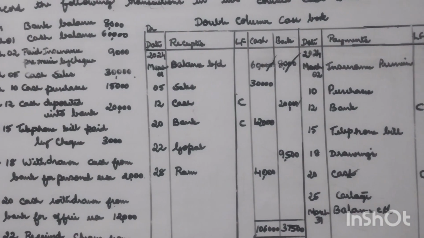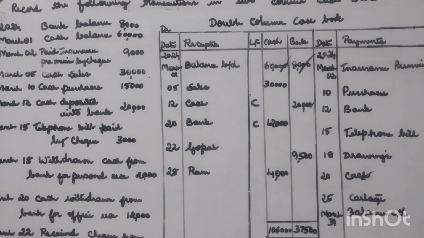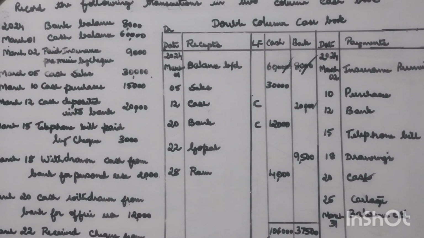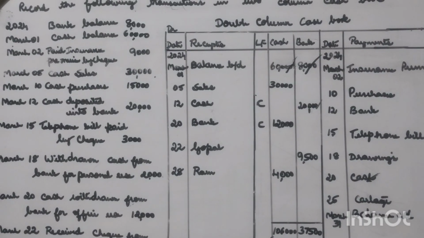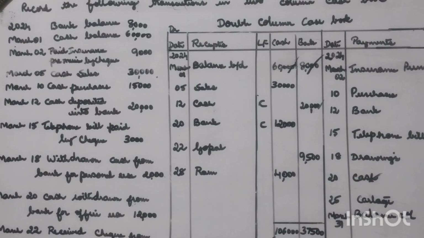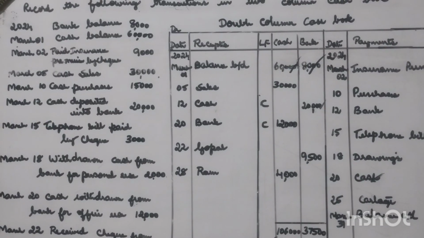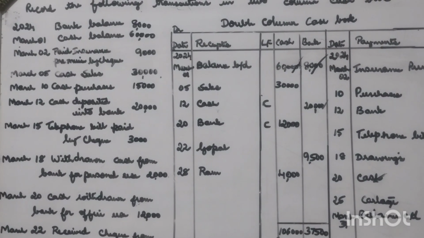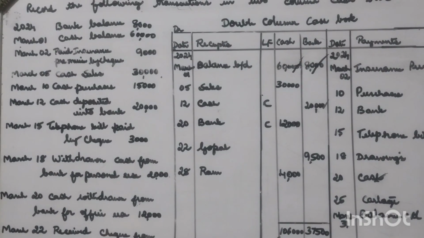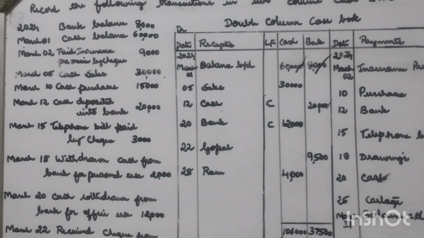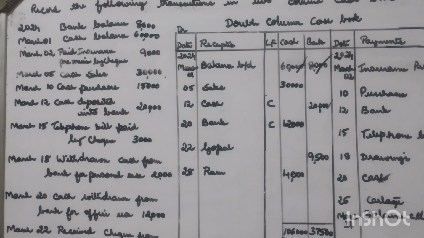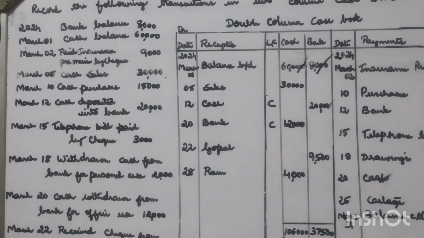Next, March 12, cash deposited into bank 20,000. So the firm has deposited cash into bank. So the journal entry will be bank account debit to cash account. Because when the cash is deposited into the bank, bank balance increases, cash balance decreases. So bank as well as cash are the assets. Apply the rule of assets. Increase in asset must be debited, decrease in assets has to be credited. So bank account has to be debited, cash account has to be credited.